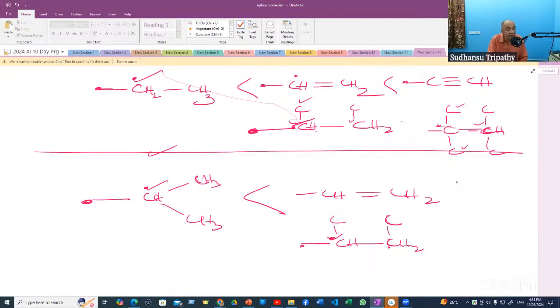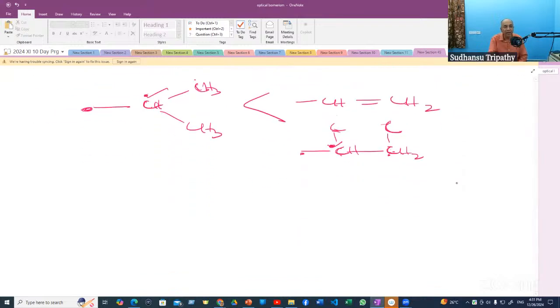Now, once again, this carbon is bonded to 2 carbon and 1 hydrogen. This carbon is also bonded to 2 carbon and 1 hydrogen. Then the next carbon is bonded to 3 hydrogen, but the next carbon is bonded to carbon and 2 hydrogen. Therefore, the isopropyl group is junior to vinyl. And now, tell me another one.